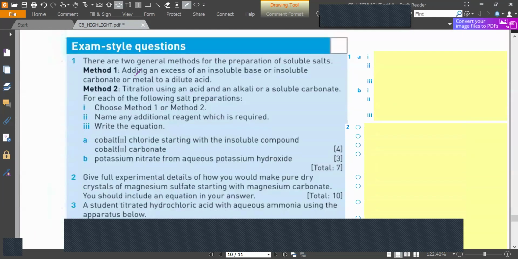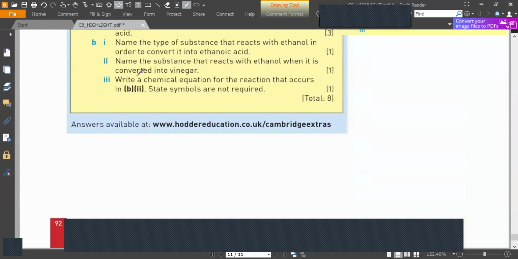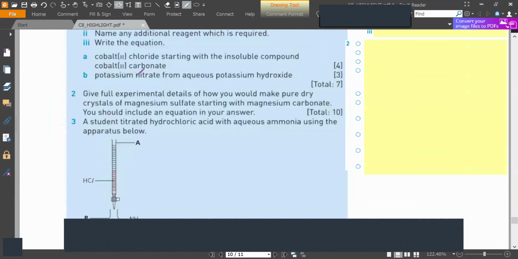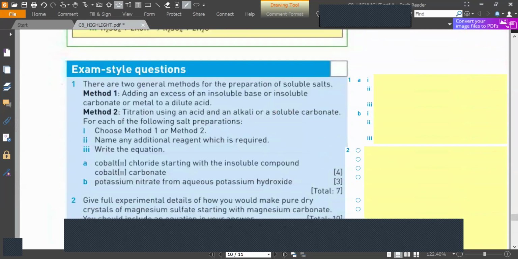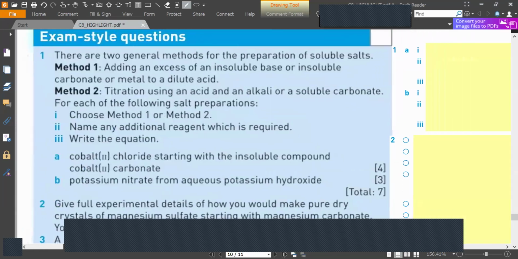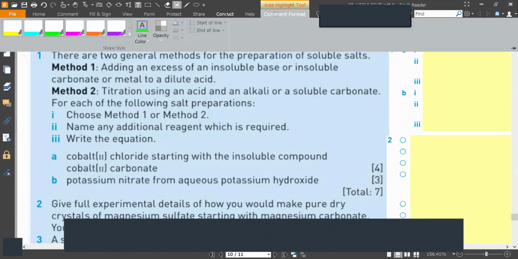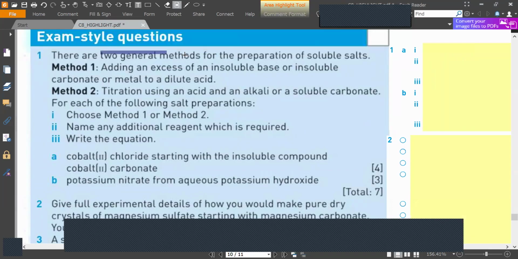So these are exam style questions, so we can go through them together. Let's take a look at the questions. There are two general methods for the preparation of soluble salts. If we want to prepare a soluble salt, we have method 1 and method 2.